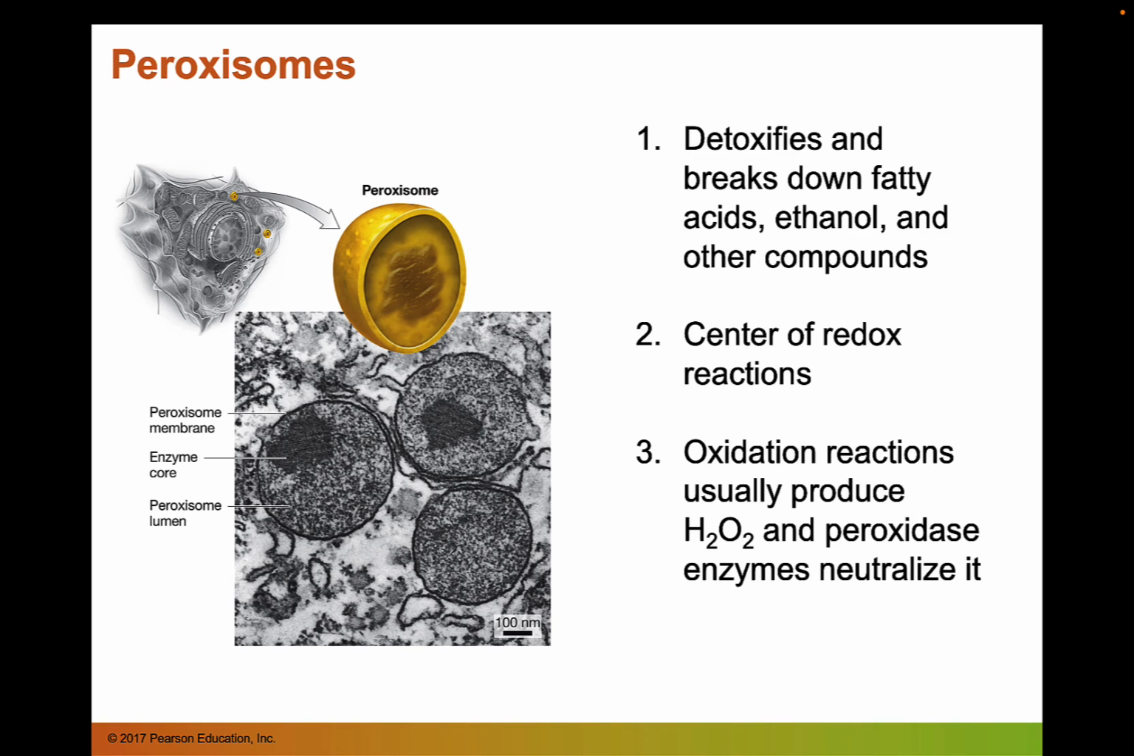And so peroxidase in the peroxisomes neutralizes that hydrogen peroxide and turns it into water. And so this plays a really important role in the cell in detoxifying things that could be toxic and harm other proteins and macromolecules in the cell. So again, here's our peroxisomes shown in yellow, and then here's the transmission electron micrograph showing a peroxisome membrane, the enzyme core, and the peroxisome lumen.